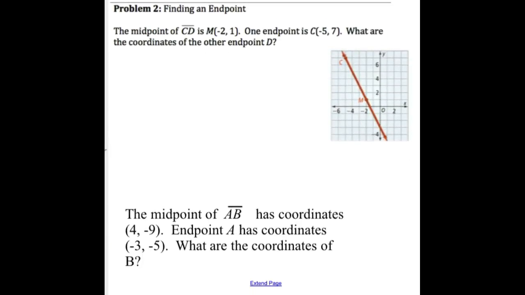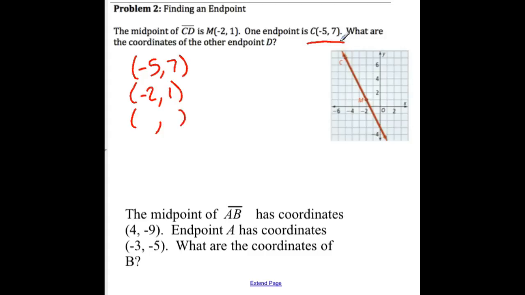And so what we do is we say, okay, the midpoint of segment CD is -2, 1. One endpoint is -5, 7. What are the coordinates of the other endpoint D? And so we take that endpoint, -5, 7, and put the endpoint on top. We take the midpoint, -2, 1, and we put it below. And then the other endpoint's going to be below that.